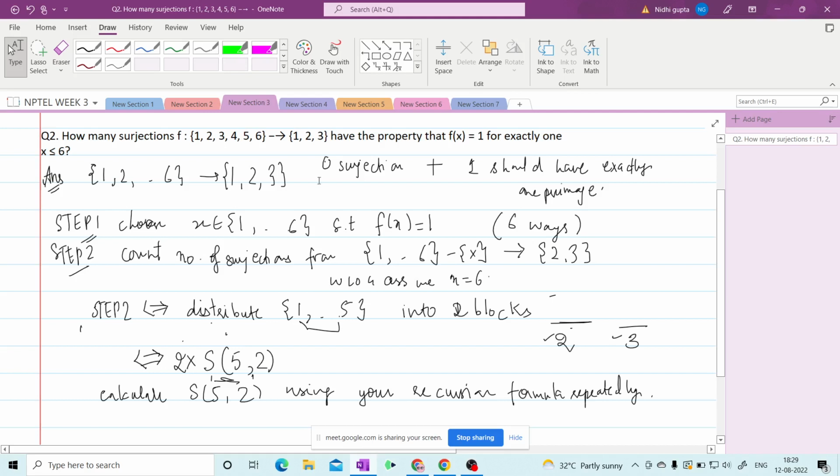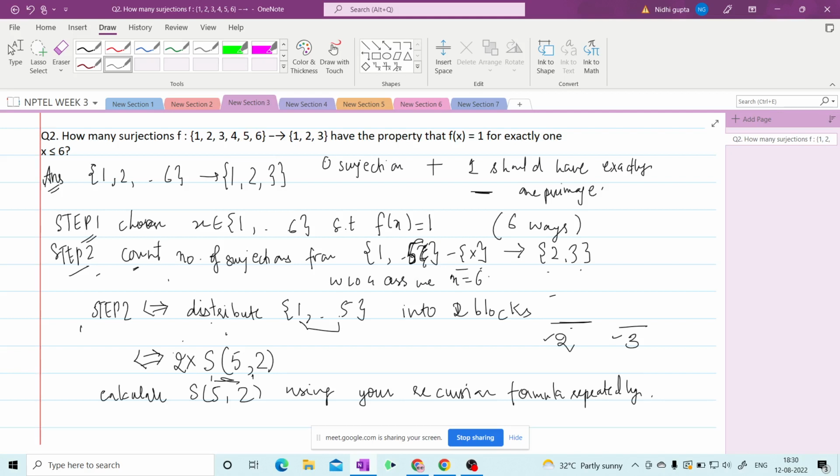Now step 2 is we want a surjection and one has exactly one pre-image. So step 2 is to count the number of surjections from the remaining 5 elements to {2, 3}, because due to this property, any element except x cannot go to 1. So our problem is now reduced to counting step 2.